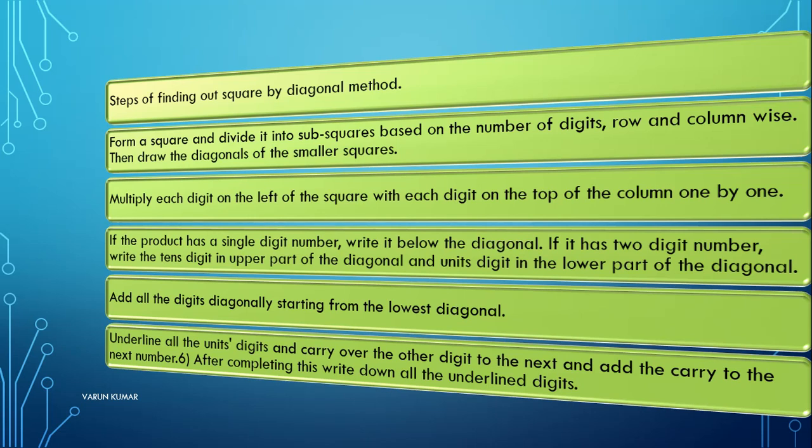Add all the digits diagonally starting from the lowest diagonal. Underline all the unit digits and carry over the other digit to the next and add the carry to the next number. After completing this, write down all the underlined digits as the answer.